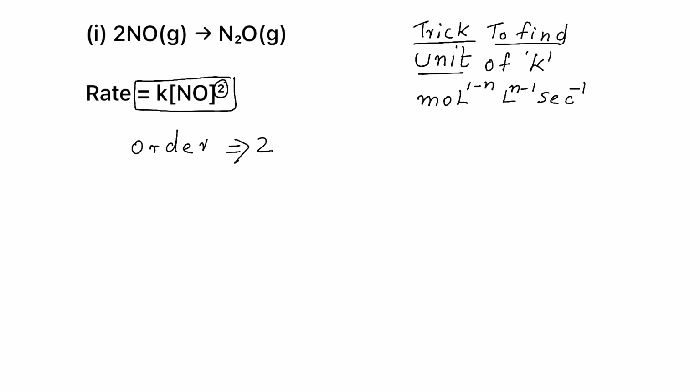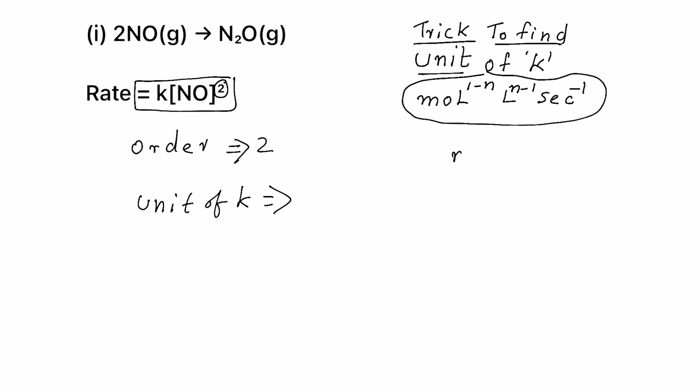Okay. Now, what is the next task? We have to find the unit of K. For second order, what is the unit of K? Unit of K for second order. See, for that, I have a simple trick. Okay, see, N, you can write the order number. What is that? 2. Mole raised to 1 minus N, where N is the order, okay. L raised to N minus 1, second raised to minus 1. Okay, it is applicable for all orders.